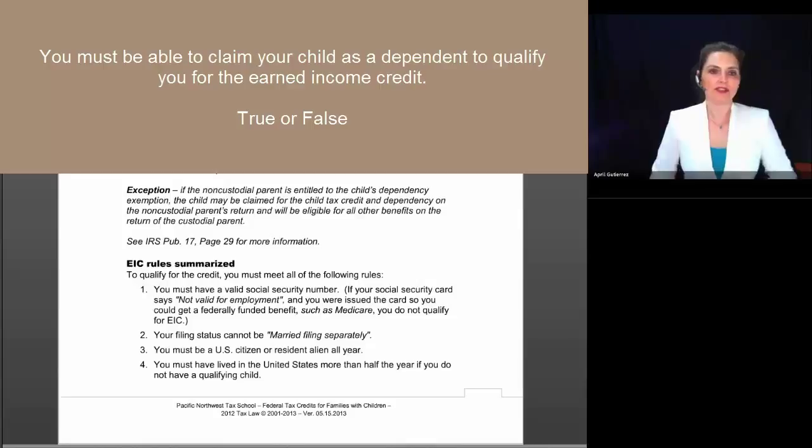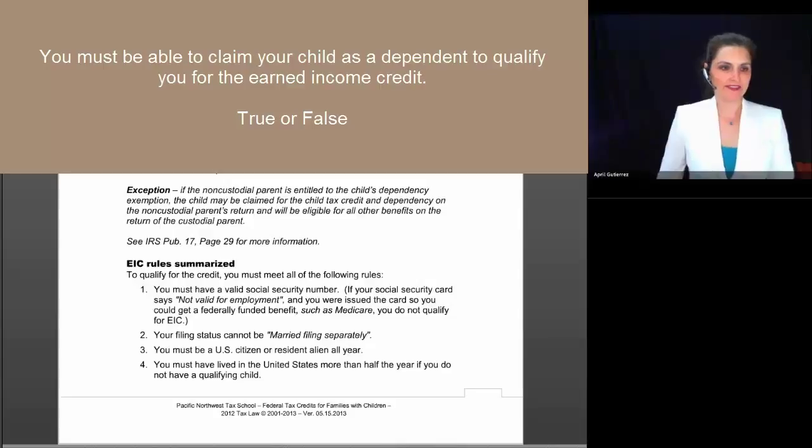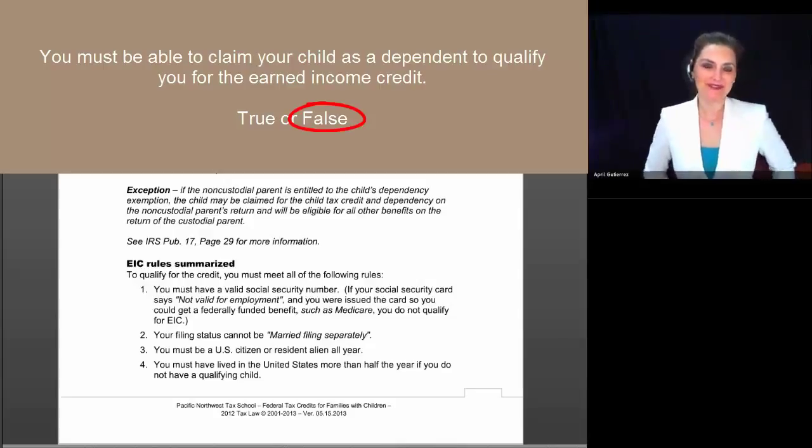So true or false, you must be able to claim your child as a dependent to qualify for earned income credit on that child. Okay. The answer is false. Most of you got the correct answer. It is not necessary to have a qualifying child for purposes of dependency in order to qualify for the earned income credit. And this is one of the important differences between dependency and the earned income credit.